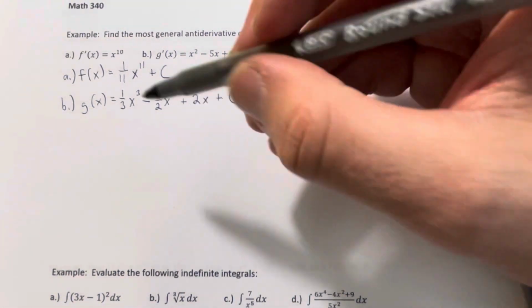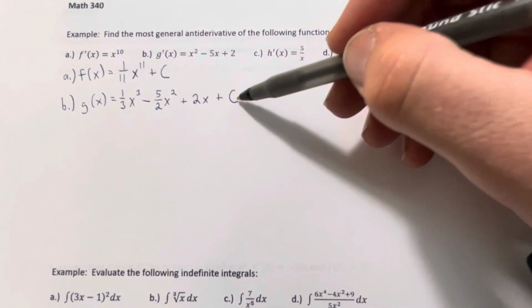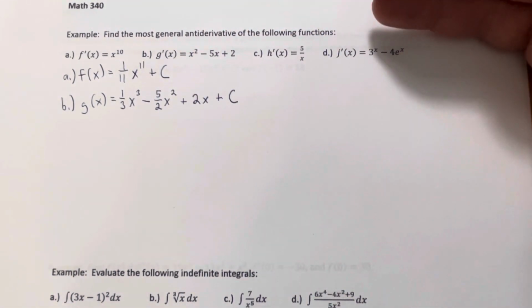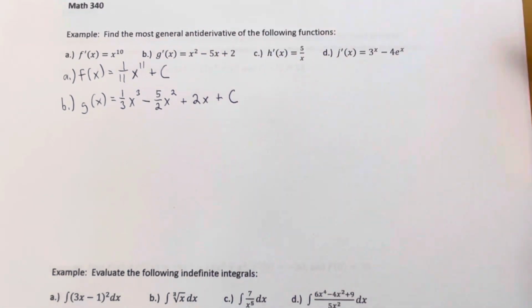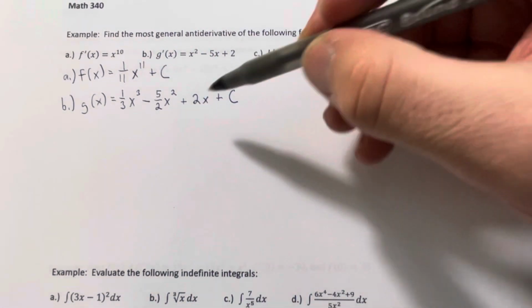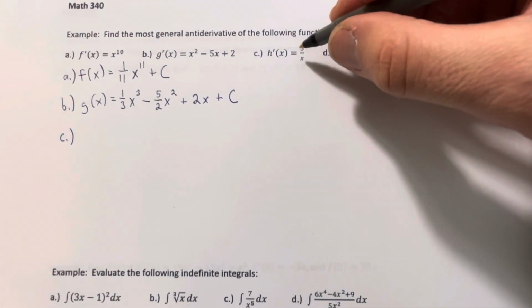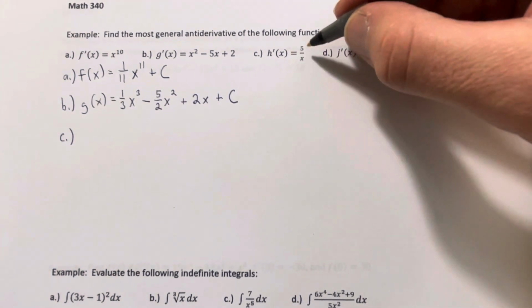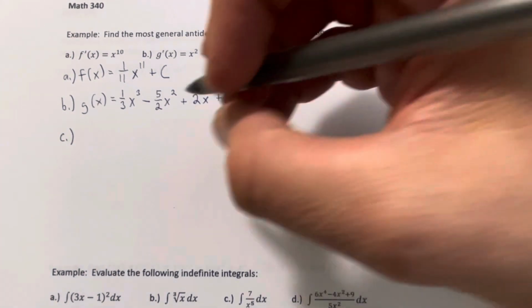Once again, it's a good idea to take the derivative of this to see if what you get is the function that you started with. And I'll let you verify that. It's pretty straightforward. You could probably do that in your head. But to keep us moving, h prime of x equals 5 over x.